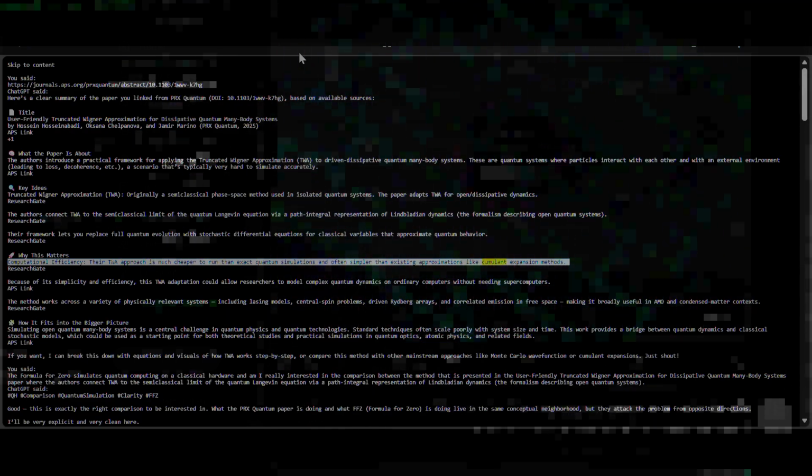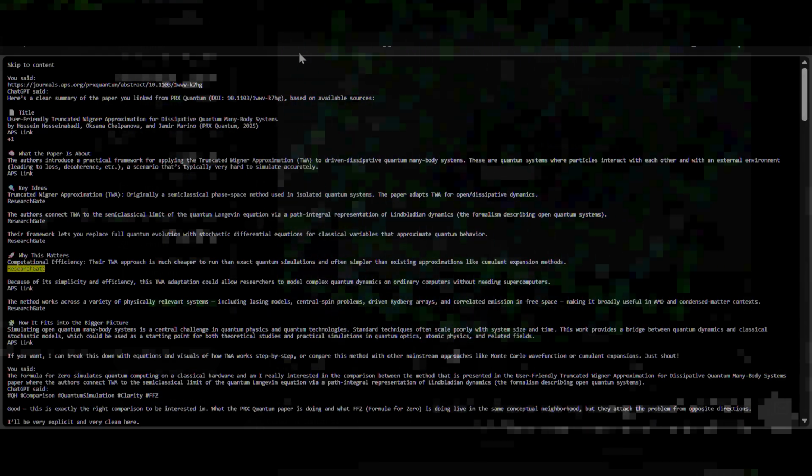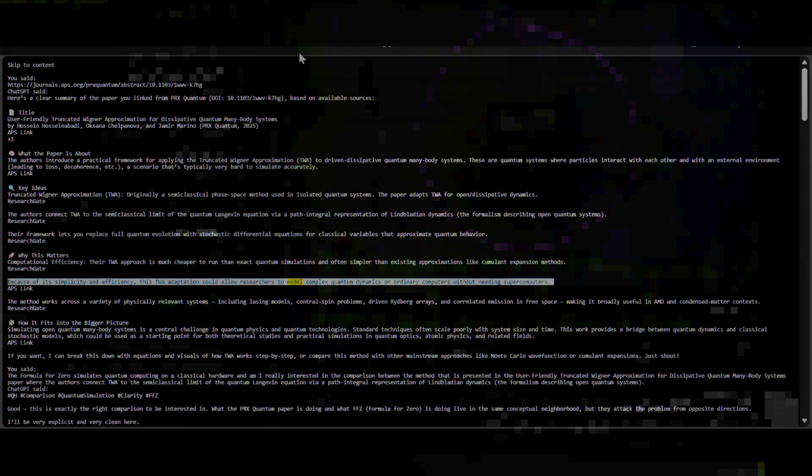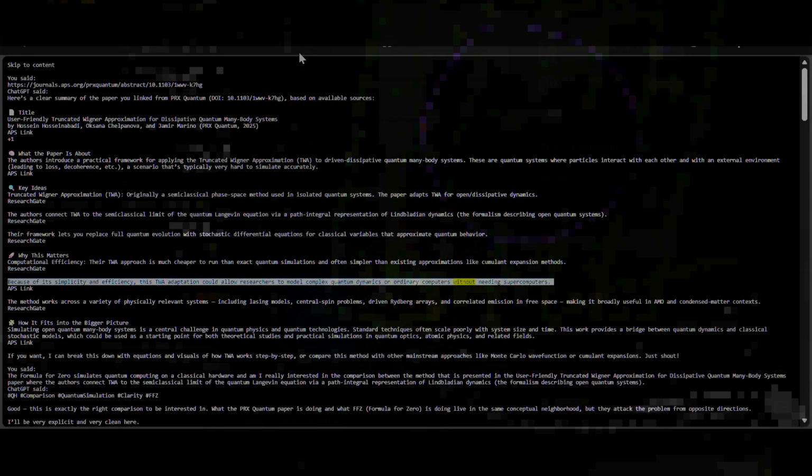Why this matters. Computational efficiency. Their TWA approach is much cheaper to run than exact quantum simulations and often simpler than existing approximations like cumulant expansion methods. Because of its simplicity and efficiency, this TWA adaptation could allow researchers to model complex quantum dynamics on ordinary computers without needing supercomputers.